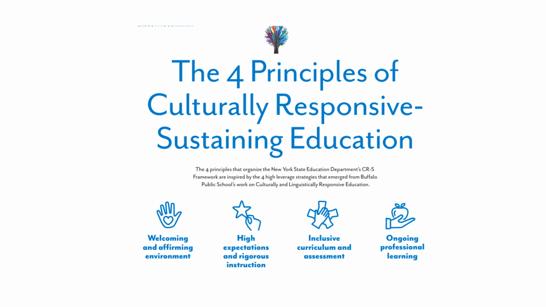The framework is organized into 4 principles of culturally responsive sustaining education. The first principle is to make a welcoming and affirming environment for all students. The second principle is to have high expectations and rigorous instruction. The third principle is to make the curriculum and assessment in your classroom inclusive. And the fourth principle is to participate in ongoing professional learning.